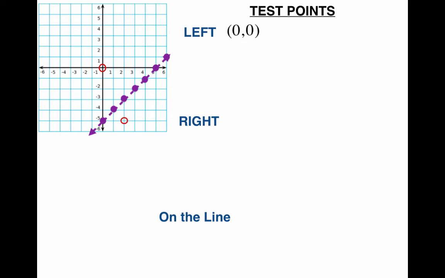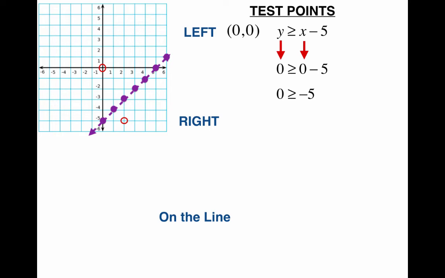So the left side, I'm going to be testing 0, 0. I'm going to be using the inequality that we started this problem with. Y is greater than or equal to x minus 5. And basically, I'm going to take that x and y, and this is why it's so easy. I get to replace it with 0, 0. This will be simple. This is why I like the zeros. So I have 0 is greater than or equal to 0 minus 5, which is just minus 5.